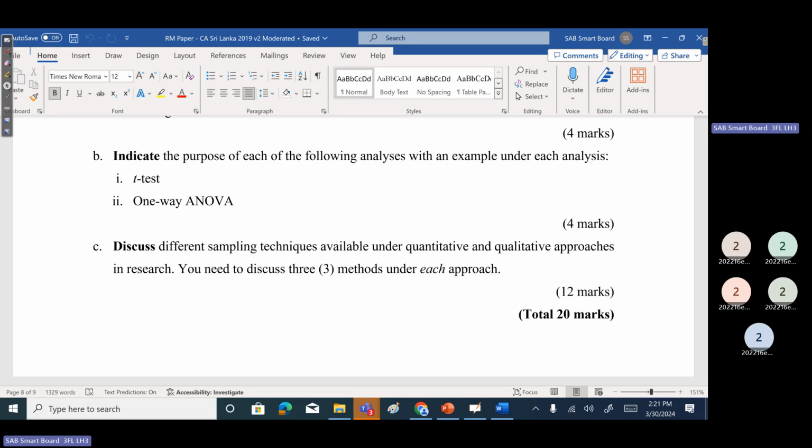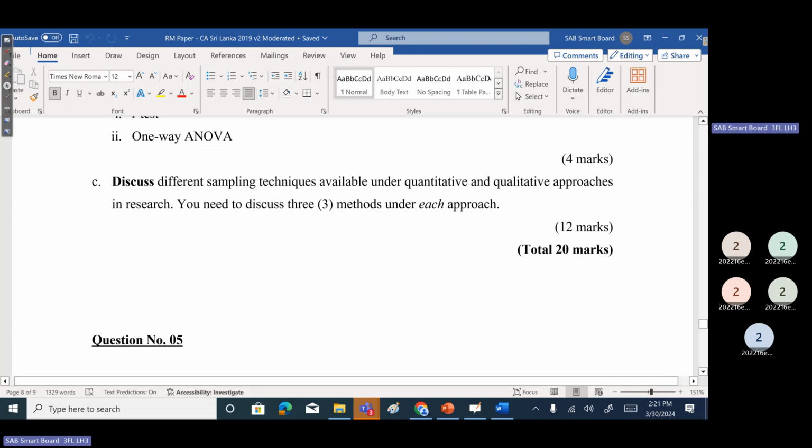Discuss different sampling techniques available under quantitative and qualitative approaches. Did we discuss that? Yes, indeed. It was an online session and I discussed even how to use Excel to perform sampling. So what are the quantitative techniques that we use? Sampling techniques, quantitative, or probabilistic sampling techniques.